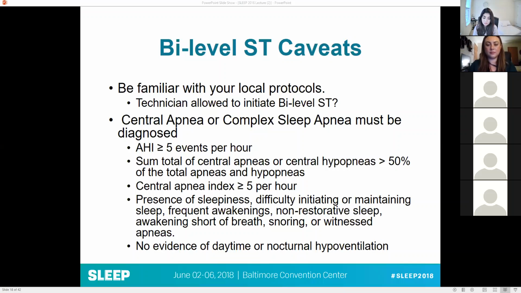And when you're considering treating these patients, you always have to make sure you're treating their sleepiness. Is their sleep getting more consolidated, or are they still waking up? How are they feeling in the morning? Has their snoring resolved, or are they still having apneas? And a lot of times, we want to assess whether they're having daytime or nocturnal hypoventilation.